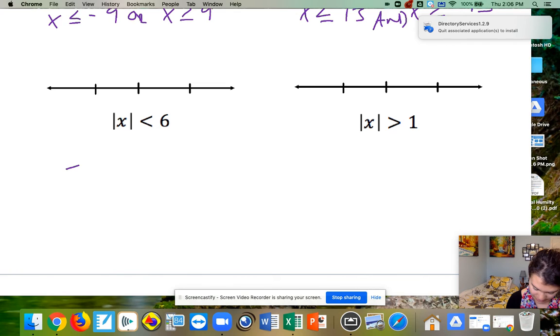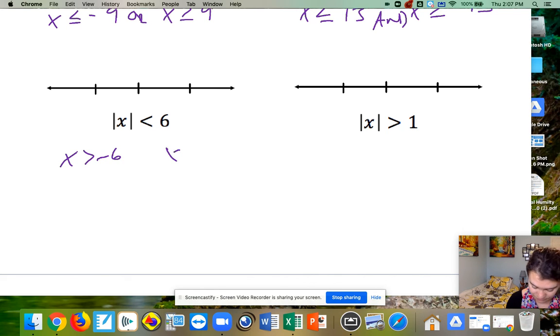So here we get negative 6, I should say x is greater than negative 6 because we need to flip. X is less than 6. We're going to get an and with this one. So negative 6, 0, 6. Open circles, x is greater than, x is less than, we get that middle in between.